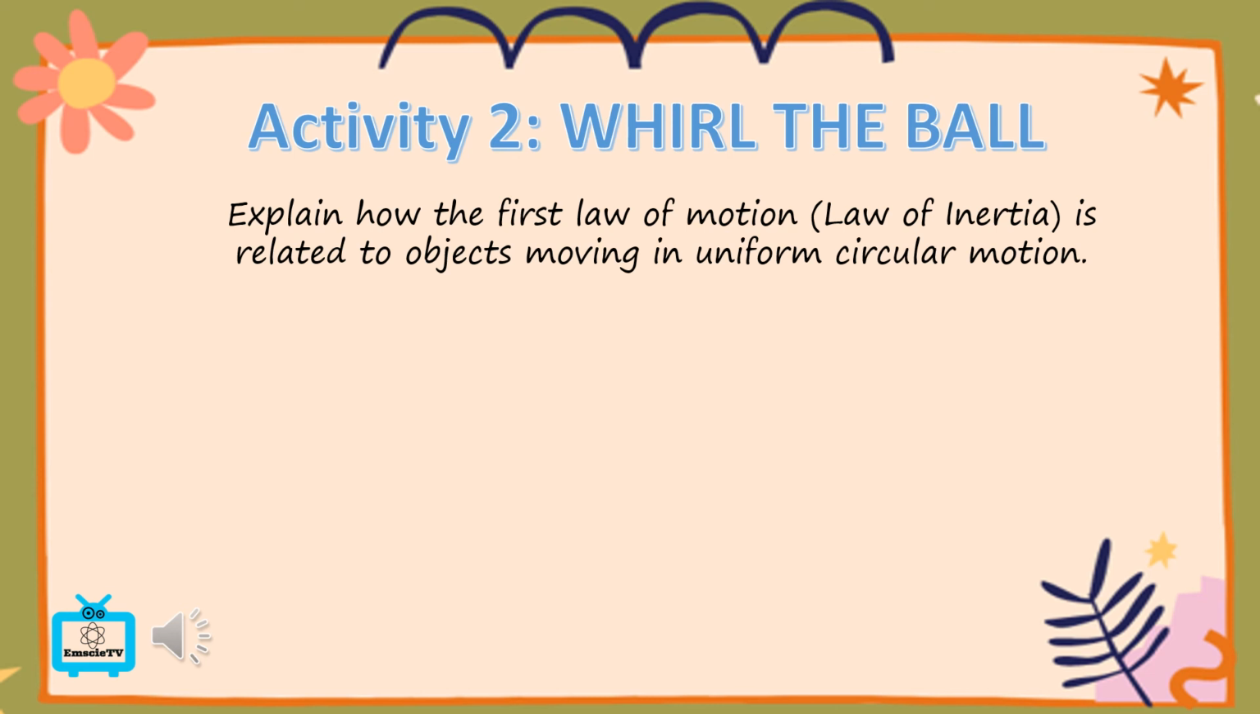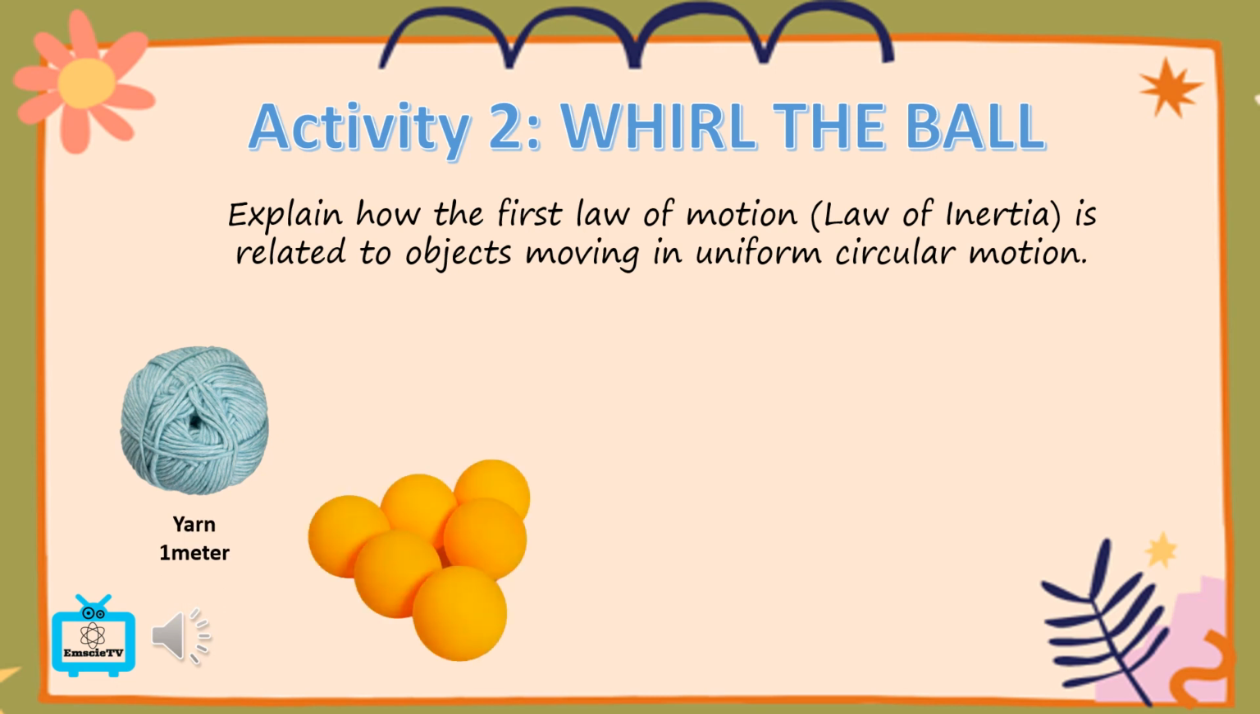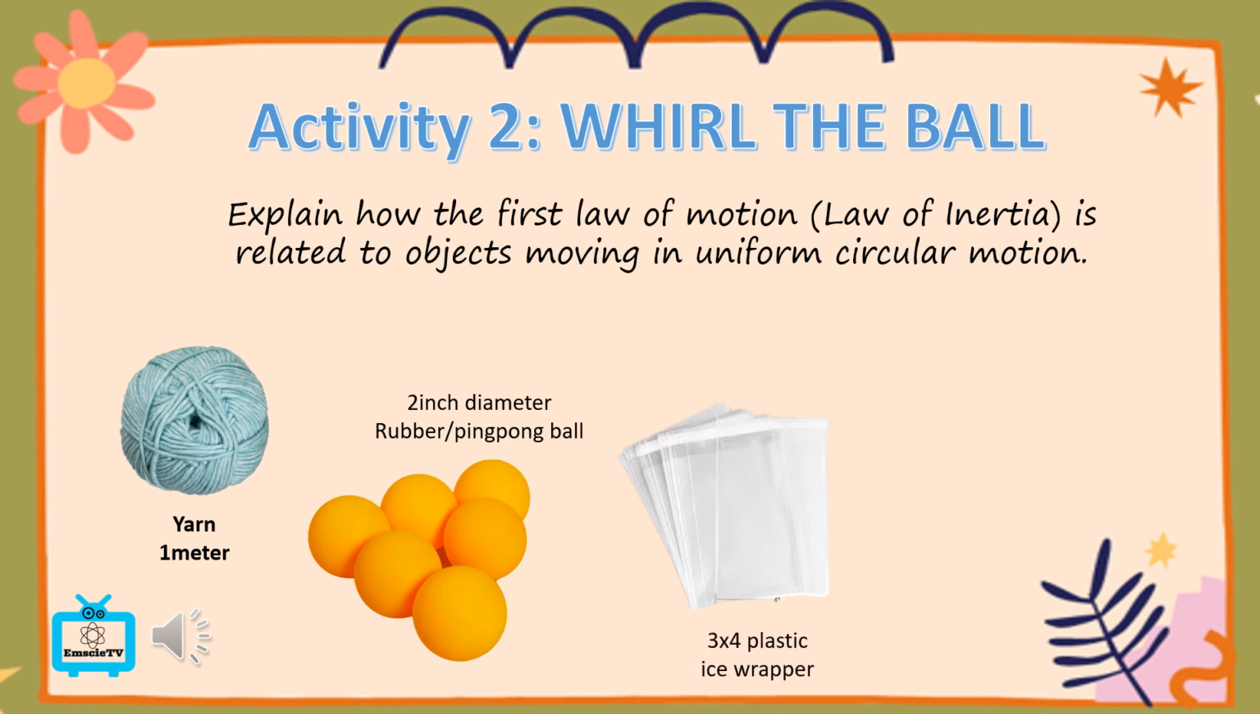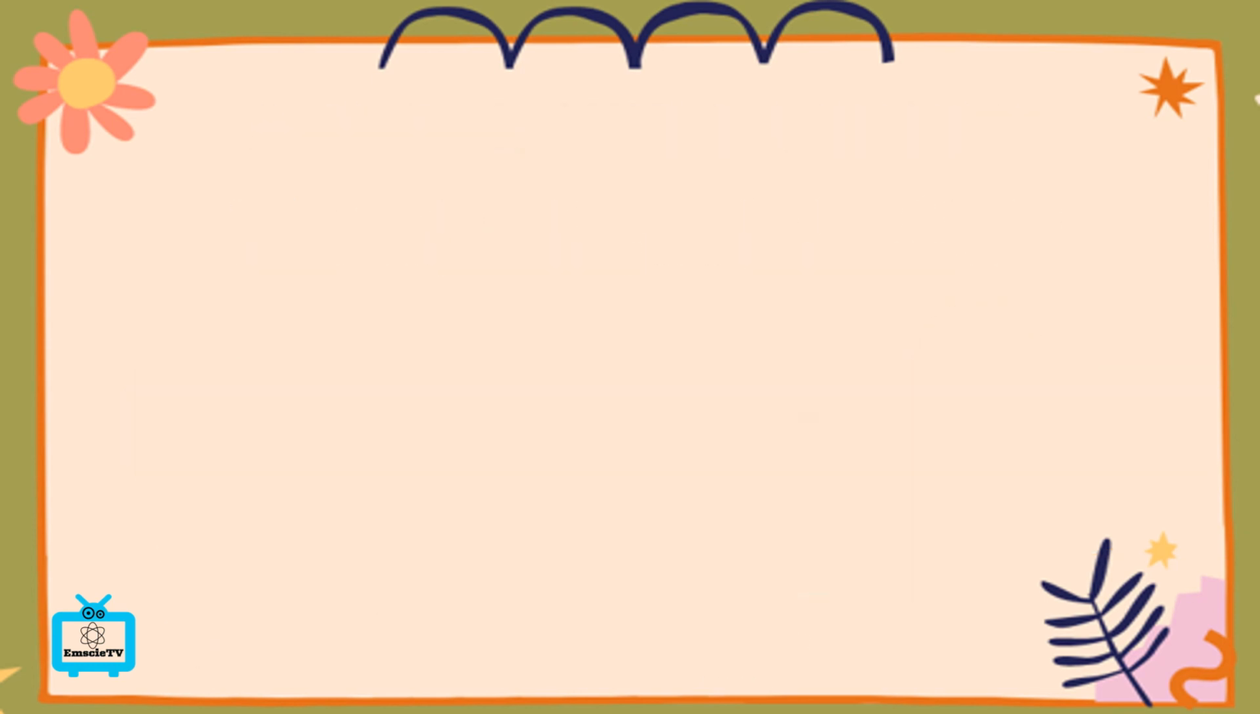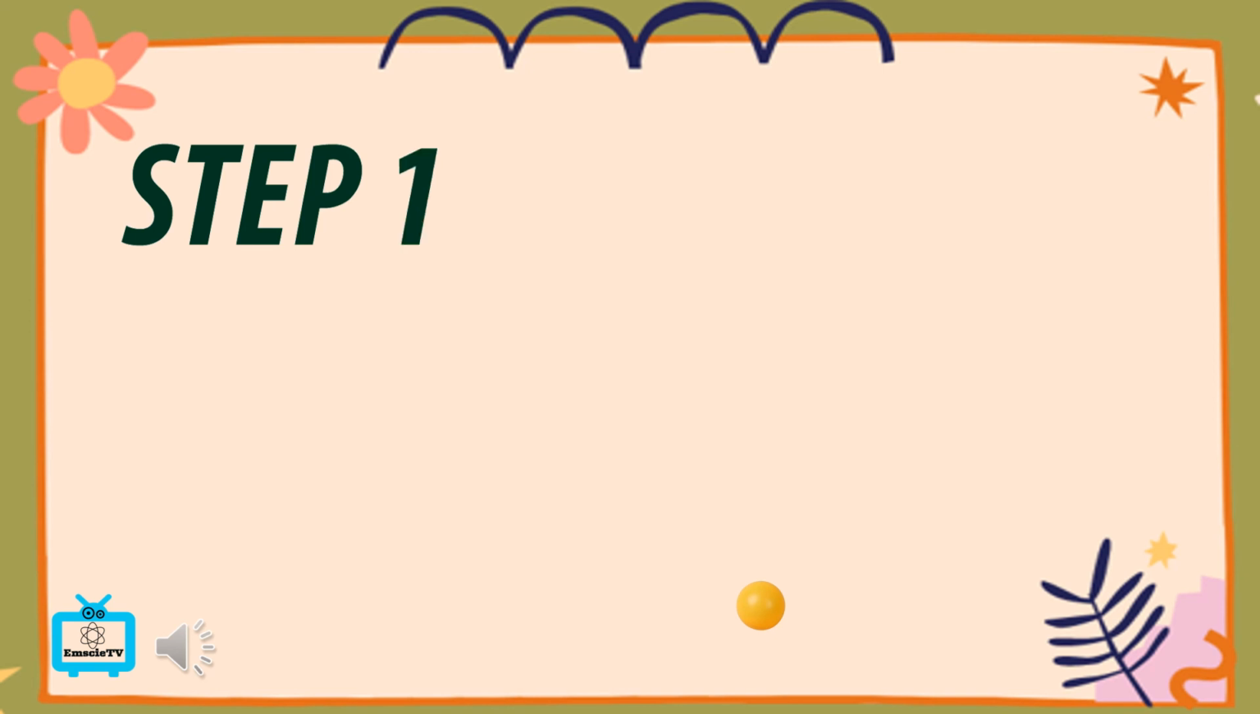First, a 1-meter yarn of any color, and a rubber ball with at least 2 inches in diameter. You may use a basketball toy or a ping pong ball. Next is the plastic ice wrapper, which is 3 by 4 inches. And lastly, a rubber band. Are you ready? Did you gather all the materials needed for this activity?